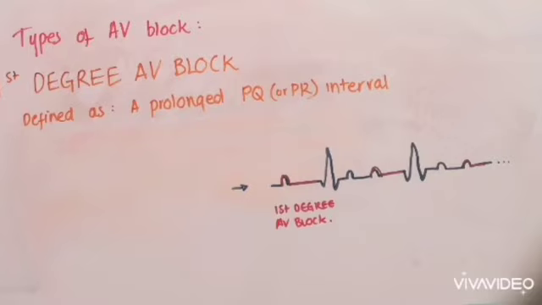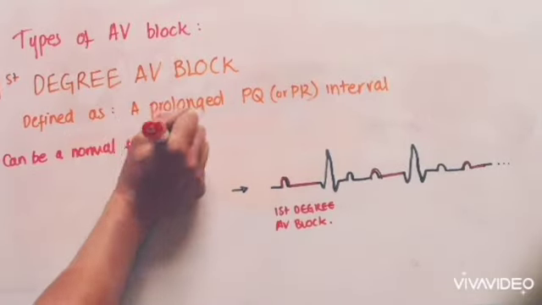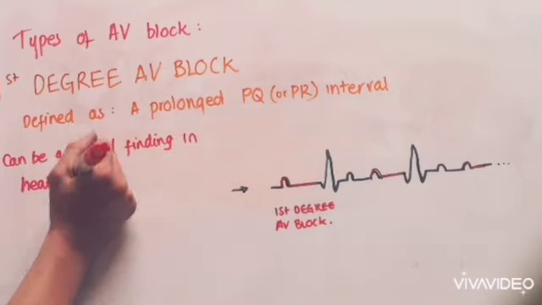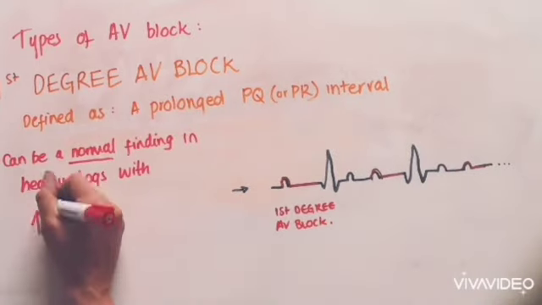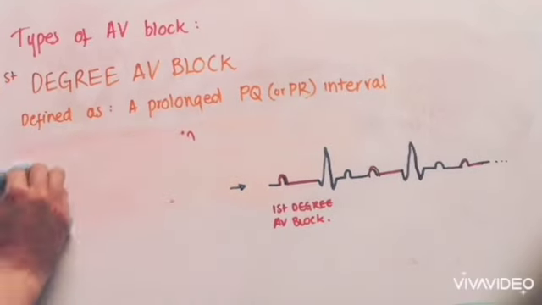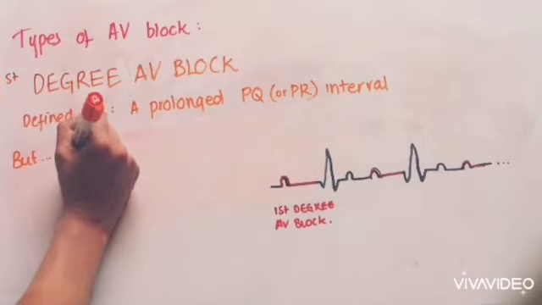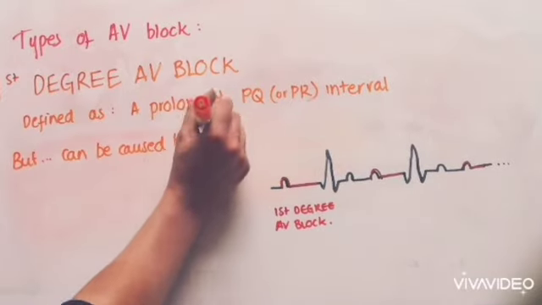This is defined as a prolonged PQ or PR interval, more than normal. I've highlighted it with the little red lines. As you can see, there is still a P for every QRS and a QRS for every P. It can be a normal finding in dogs with high vagal tone, but it can also be an abnormal finding in dogs with high vagal tone as well.